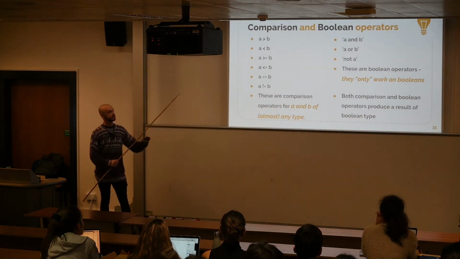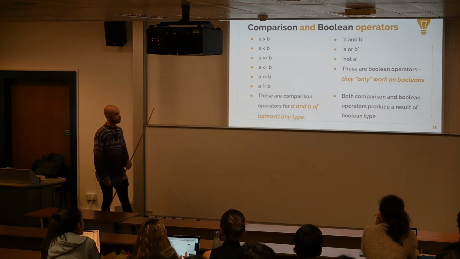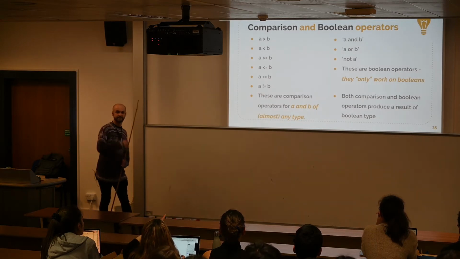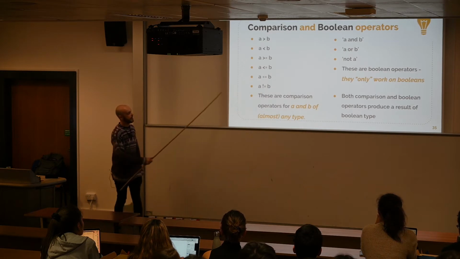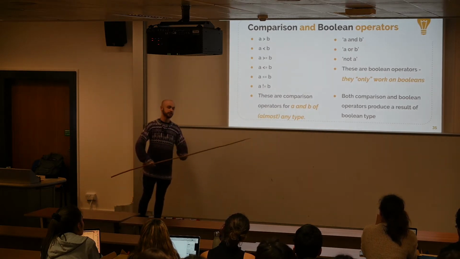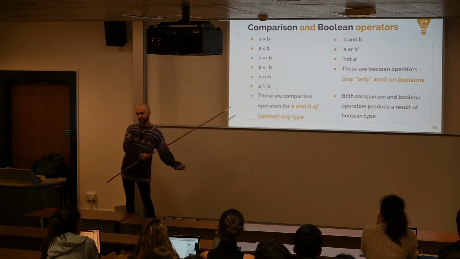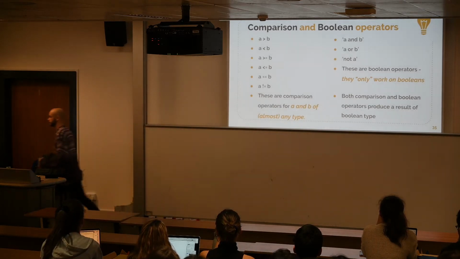Any of these things that people are unhappy with? We've not necessarily used all of them, so they might not be clear. Yeah? What is the one with the exclamation point here? So the question was about this one. So A exclamation mark equals sign B means A not equal to B. So this is saying, does A have a different value to B, basically. Cool.